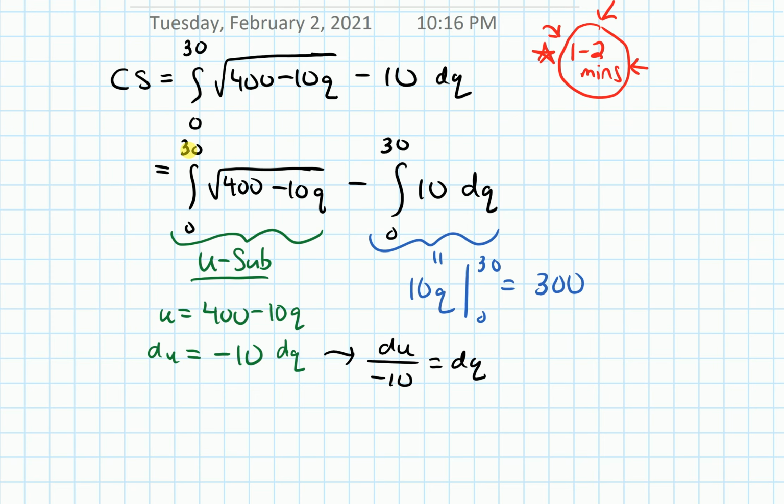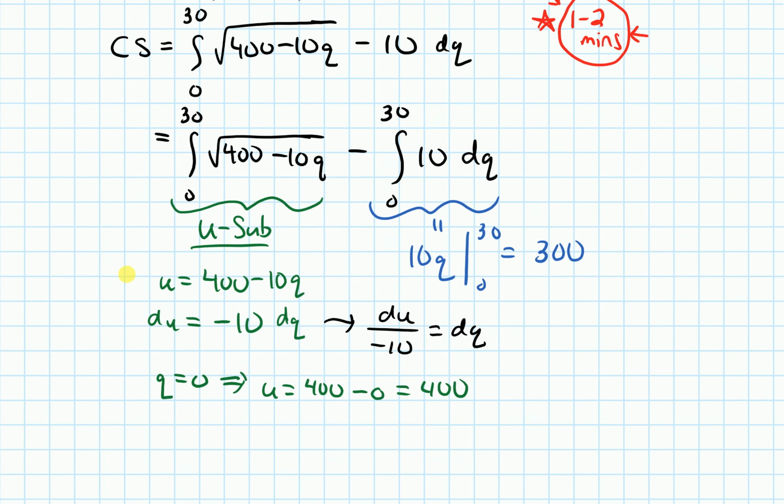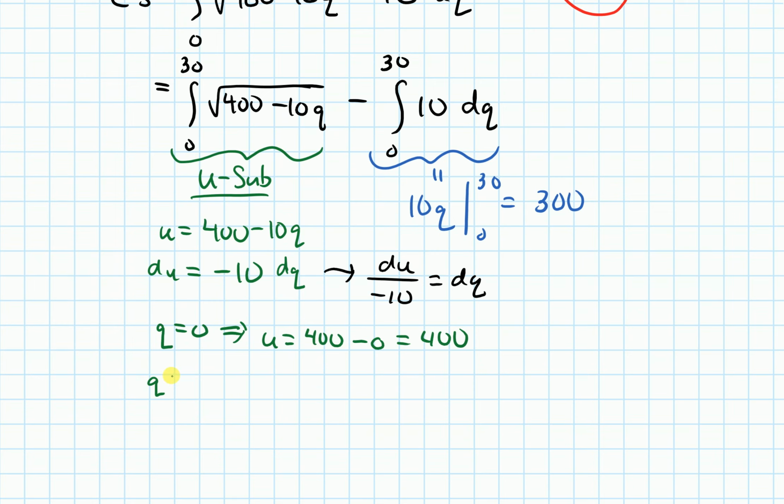And then because I have these limits of integration, I'm going to convert those to u values. Right now they're in terms of the variable q. So if q is 0, that bottom number, and I plug that into my u substitution, we would get that u equals 400 minus 0, which is 400. And let's do the same thing for that upper limit of integration, which was 30. If I plug that in, we'll get u equals 400 minus 10 times 30, which is 300. And subtracting these, that's 100.